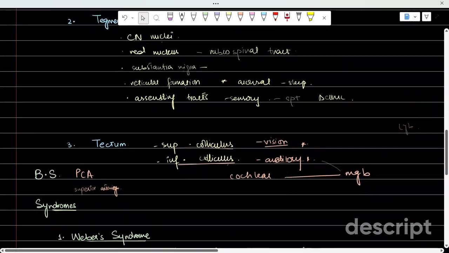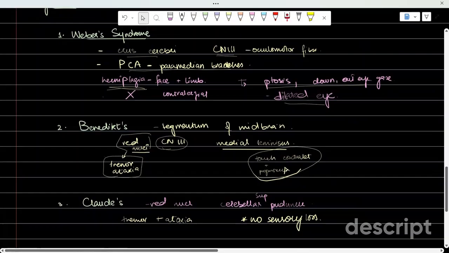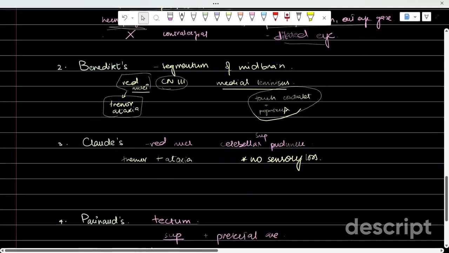So we discussed the midbrain, the blood supply, the parts of midbrain, the two cranial nerves, and the syndromes. I think this is enough for today.